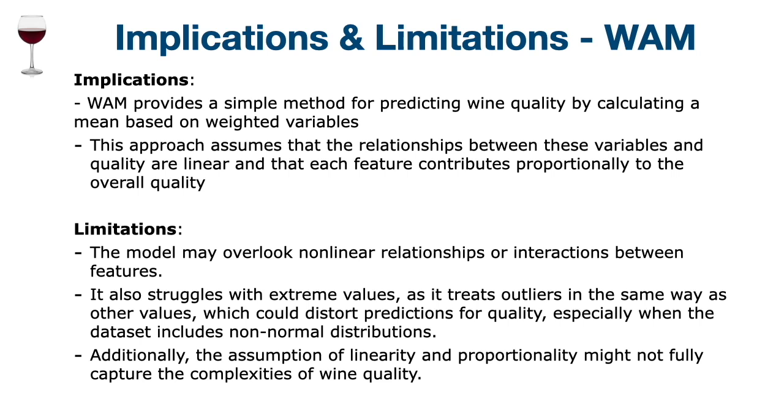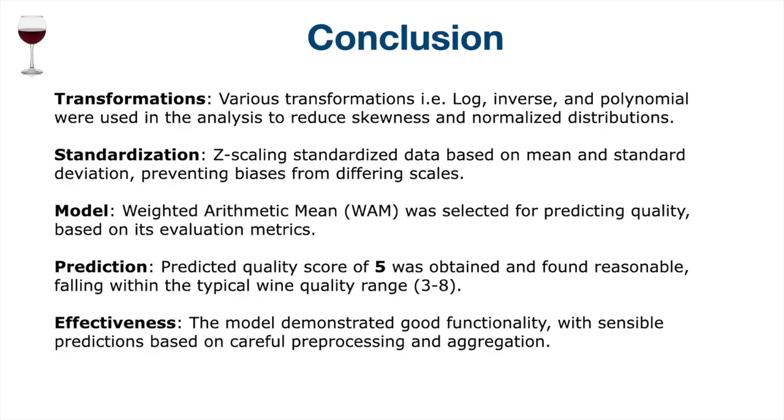While weighted arithmetic mean offers a straightforward way to predict wine quality by weighing features, it assumes linearity and proportional contributions, which may not fully capture the complexities of wine quality. The analysis has been successful in all the provided tasks. Weighted arithmetic mean model emerged as the best model, which predicted a reasonable quality score of 5, which lies within the range of 3 to 8.